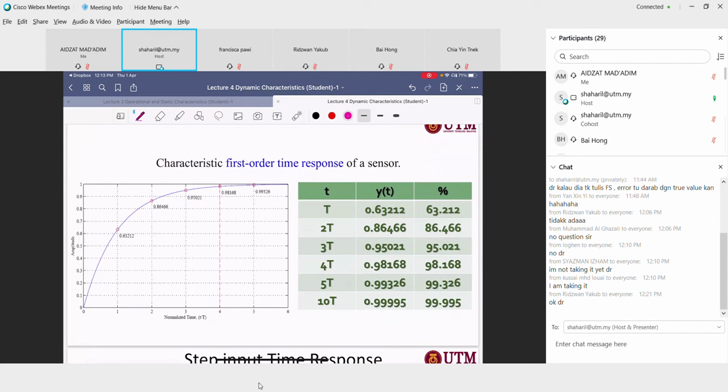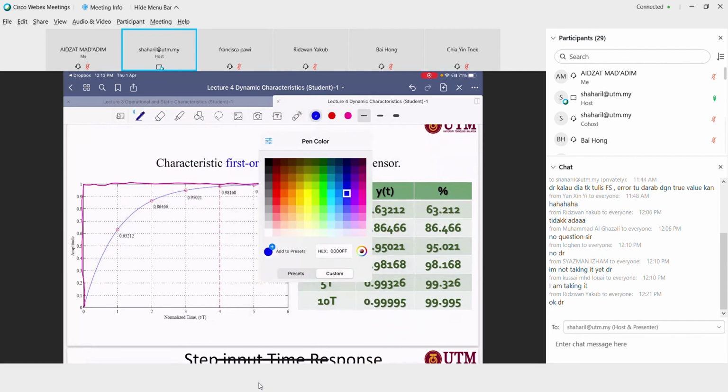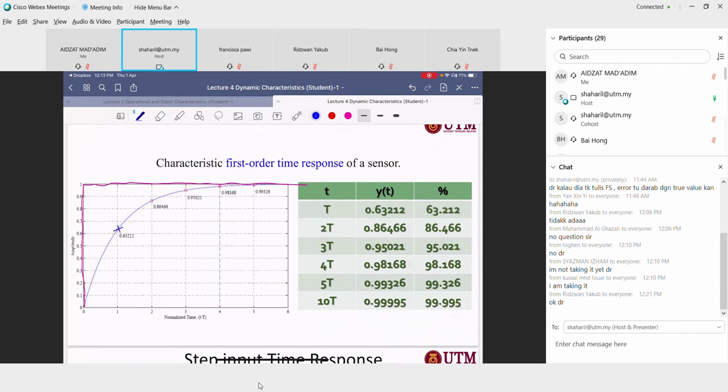Good. All right. For example, the first order. You set the input to be the value one, and then you will get this kind of graph. This is the first order equation behavior. Now you will see that it has the time constant here. This is the time constant, where the value is 63% times 1, so you get 0.63. And after that you will get another time here.